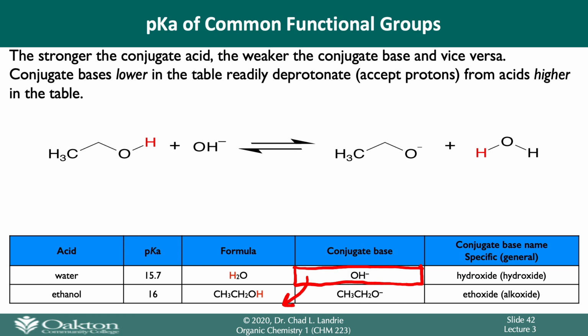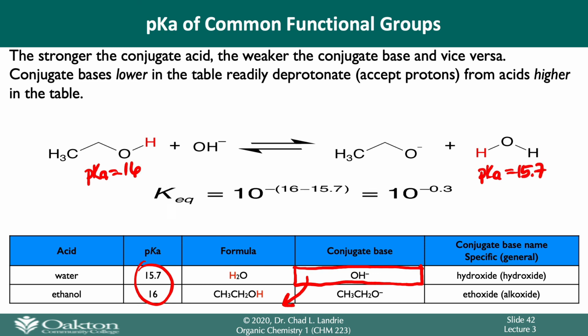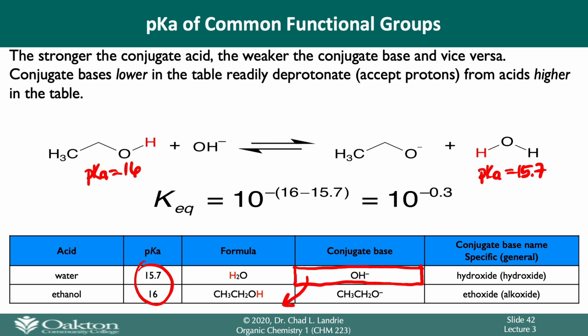All right, now let's do it quantitatively. We have the pKa values, so we can do the math. Ethanol has a pKa of 16. That's the acid on the left. Water has a pKa of 15.7. That's the acid on the right. And if I do my math, yep, I get a KEQ that's less than 1. We have a negative exponent here. So a question might be, can sodium hydroxide react significantly with ethanol to give us the conjugate base of ethanol? And the answer would be no. It's not a strong enough base.